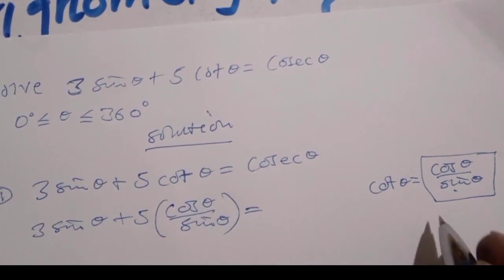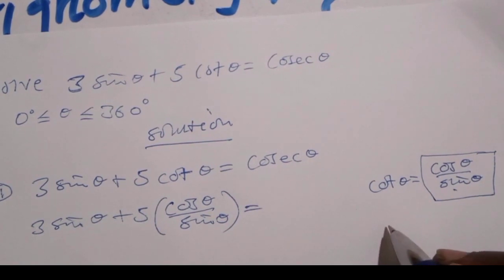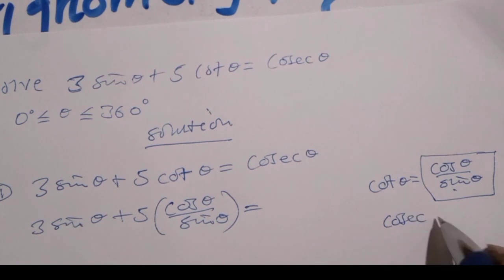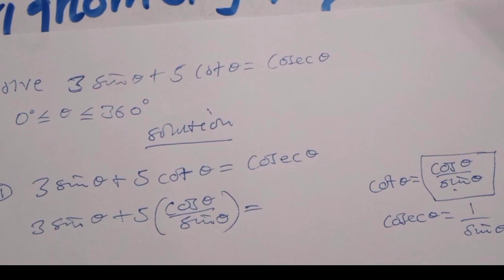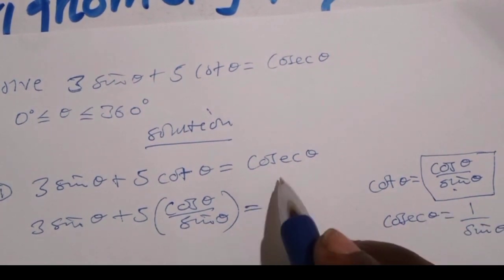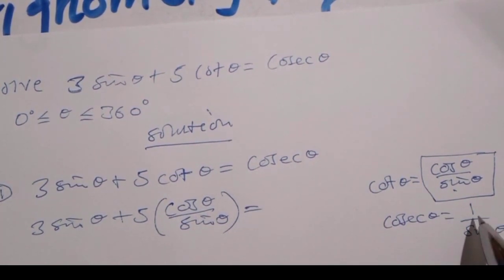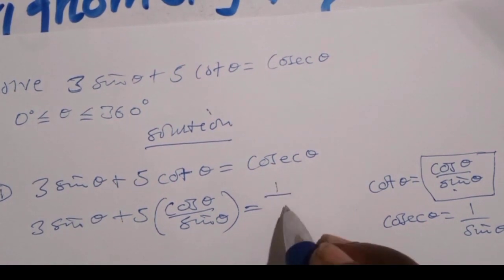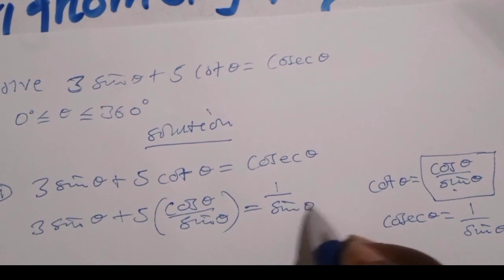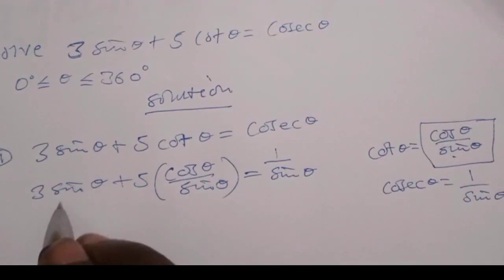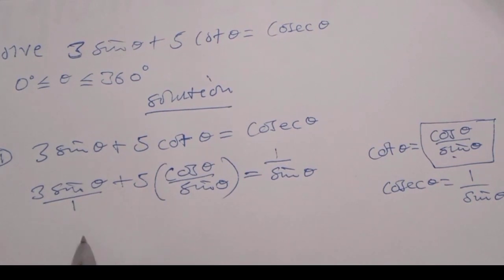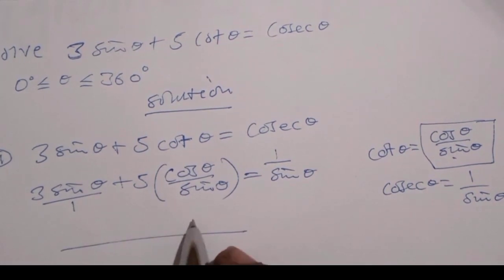We all know that we also have the identity of cosec theta equals 1 over sine theta. So we substitute where there is cosec with 1 over sine theta, so it will be 1 over sine theta. Then here we have over 1, and we look for a common denominator, which is sine theta.